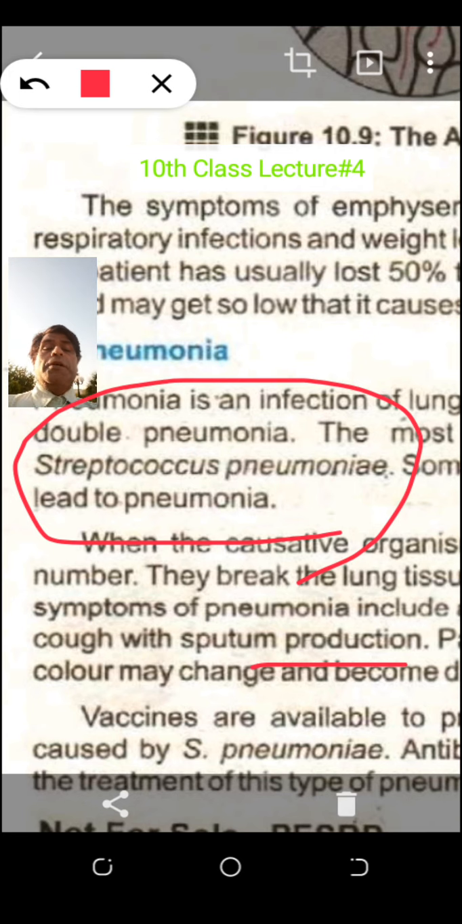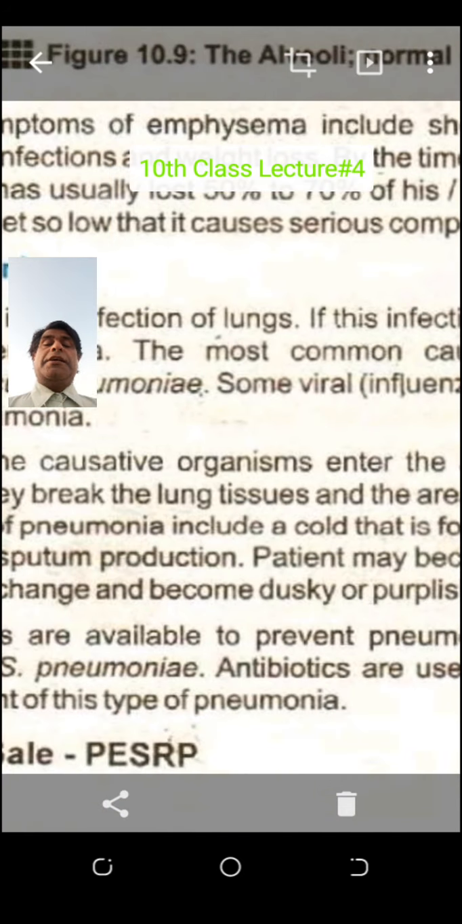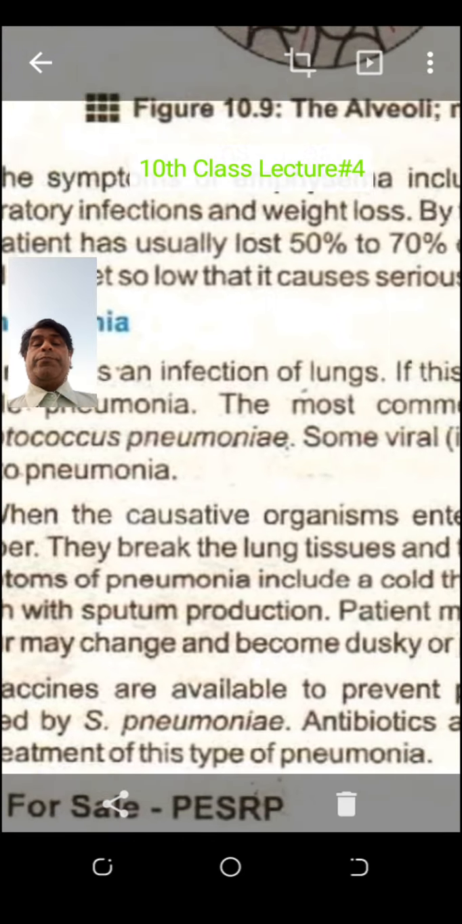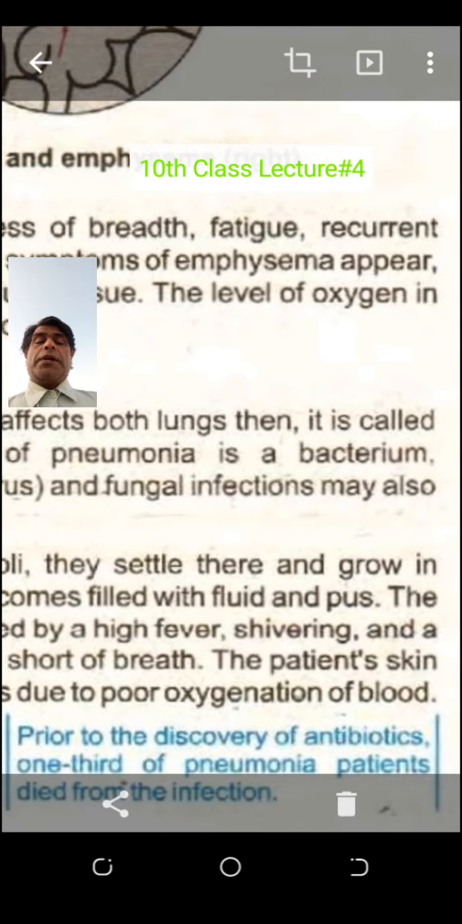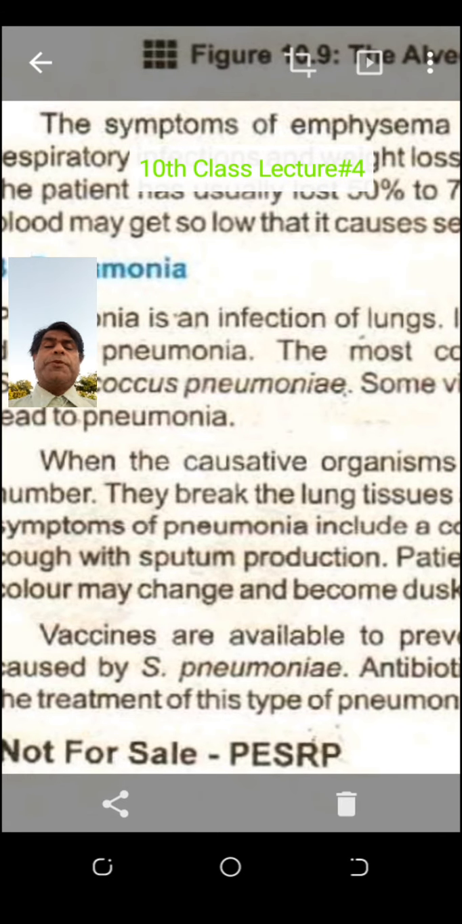Going back: when one lung is infected, that is single pneumonia. When both lungs are infected, that is double pneumonia. Sometimes viruses and fungi can also cause pneumonia, but mostly it is Streptococcus pneumoniae. In symptoms, fever will occur, weight will reduce, and the patient will find it difficult to breathe, because that is a respiratory disease.